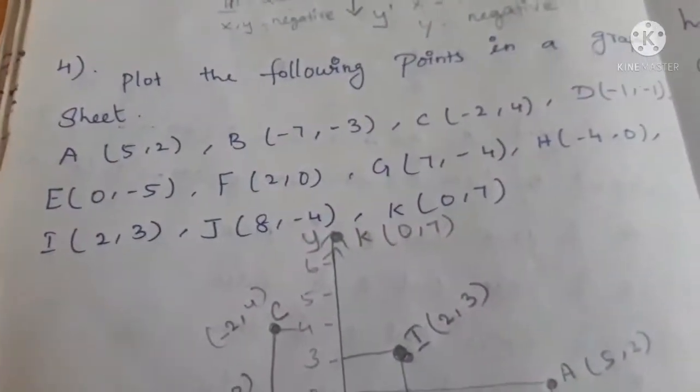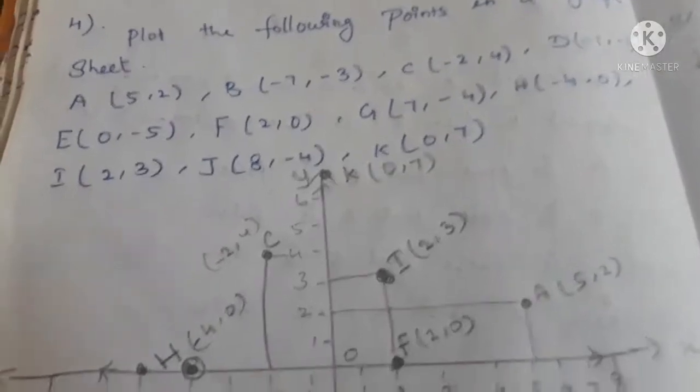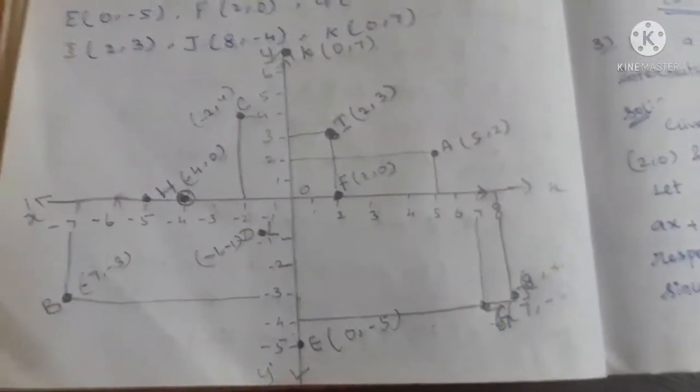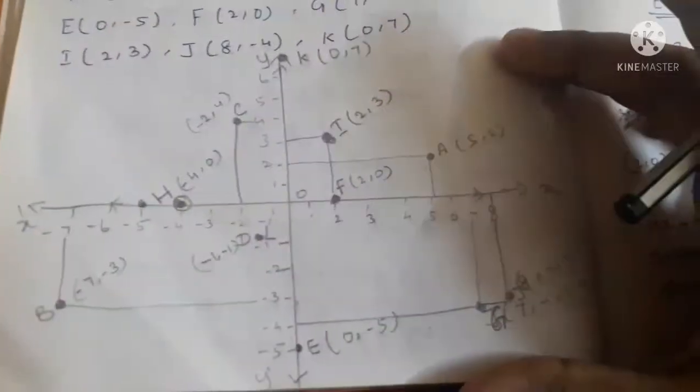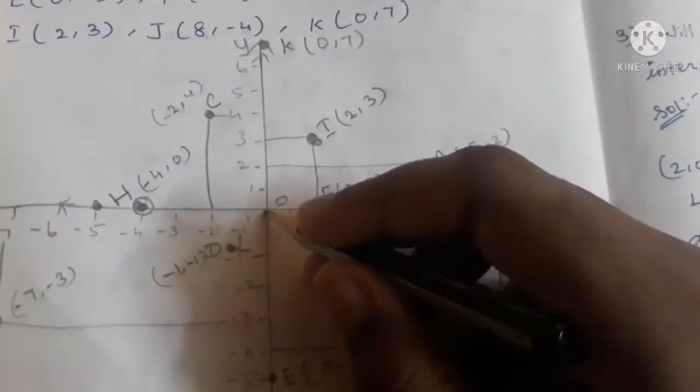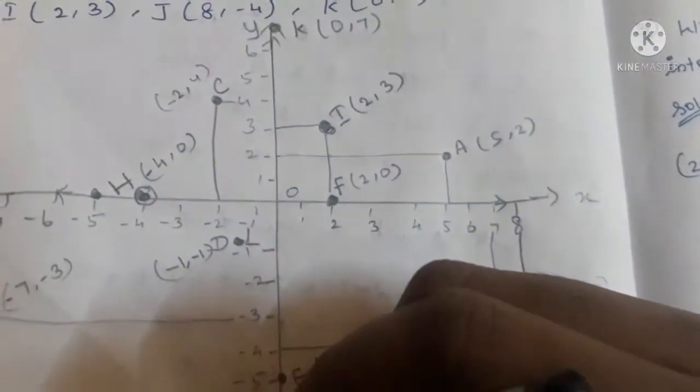Fourth question. Plot the points in a graph sheet. A, B, C, D, E, F, G, H, I, J, K is given. So we have drawn a graph like this. Take your graph sheet. You need not measure anything, so just draw two lines.